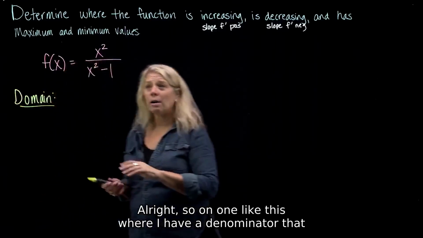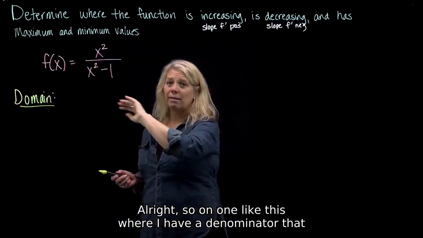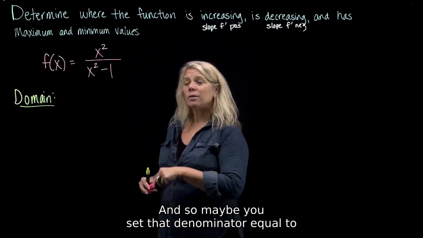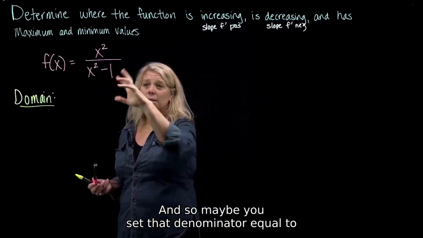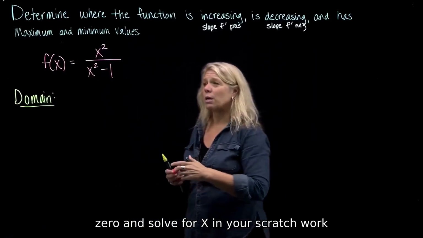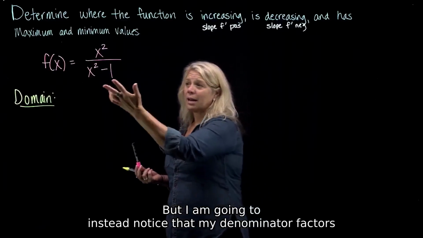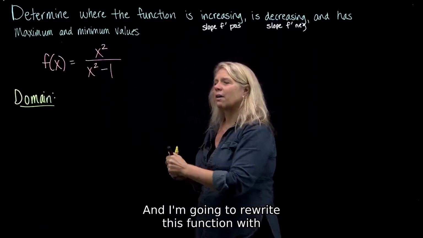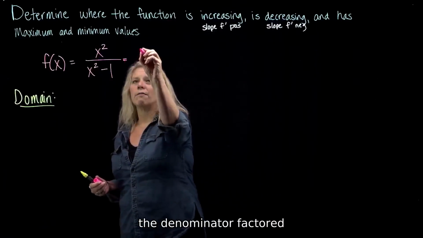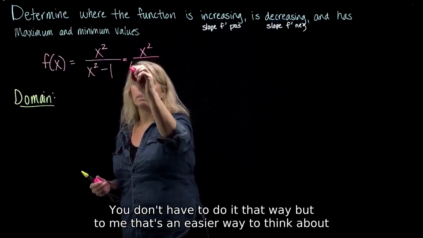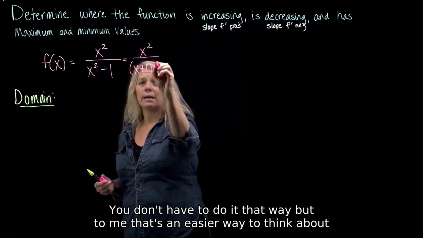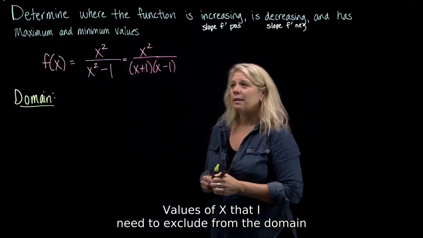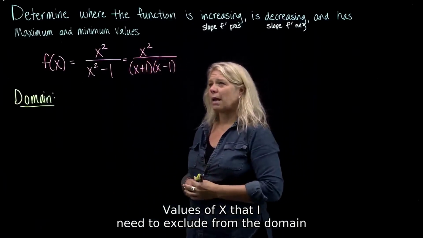On one like this, where I have a denominator that could be 0, I am going to have some issues with the domain. Maybe you set that denominator equal to 0 and solve for x in your scratch work, but I am going to instead notice that my denominator factors, and I'm going to rewrite this function with the denominator factored. You don't have to do it that way, but to me that's an easier way to think about values of x that I need to exclude from the domain.